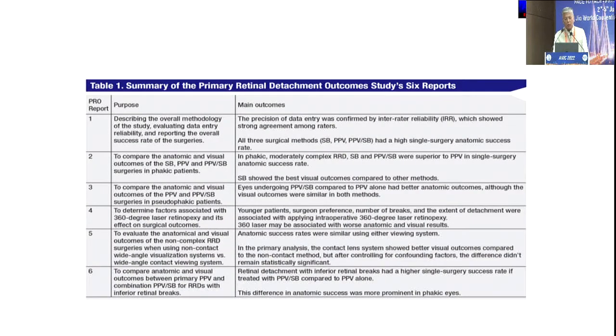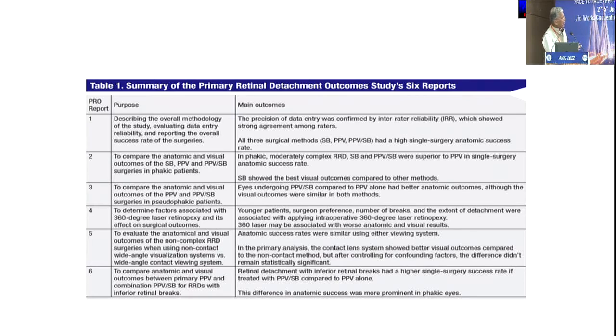So at the end, I'm going to just put a summary of the retinal detachment study reports. In the first report, it describes the overall methodology, and all 3 procedures, that is a scleral buckle, a pars plana vitrectomy, and a pars plana vitrectomy with either a belt buckle or a sterile buckle, have a very high single surgery anatomic result of almost 90% or above.